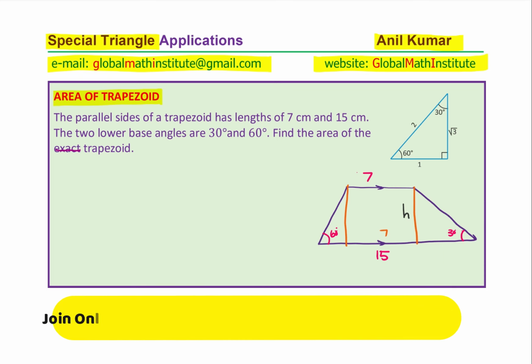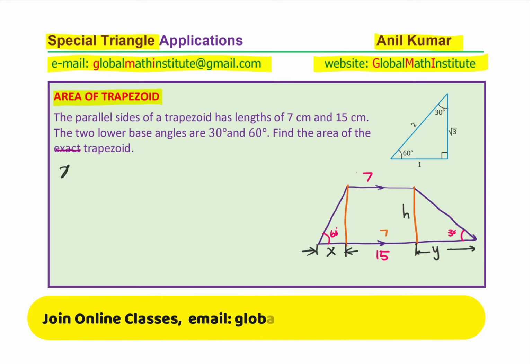Now, we also know that since the base is 8 more than 7, then for these two triangles, let's say the lengths here are x and y. In that case, x plus y is equal to what? Well, 15 minus 7, which is 8, right? Now, individually, in terms of height, we can find x and y. So that is the strategy.